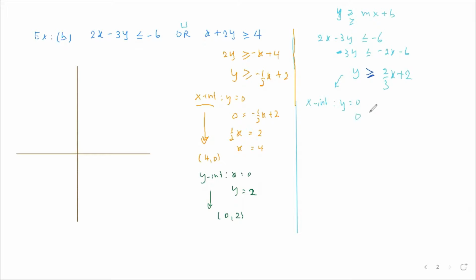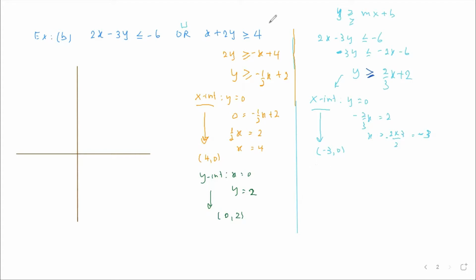Y becomes 0. So 0 equal to 2 over 3x plus 2. So y equal to 0. You move this one right away to be negative 2 over 3x equal to 2, right? Then x equal to 2 times 3 divided by 2, with a negative. So negative 3. So we have x equal to negative 3. In this case, the x-intercept becomes x negative 3, y 0.